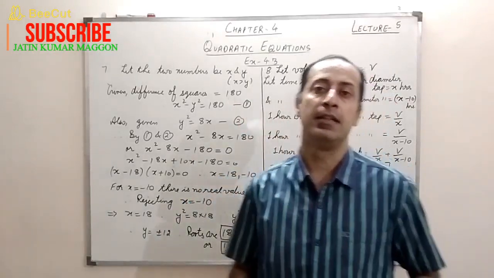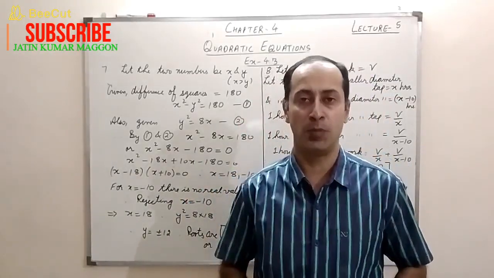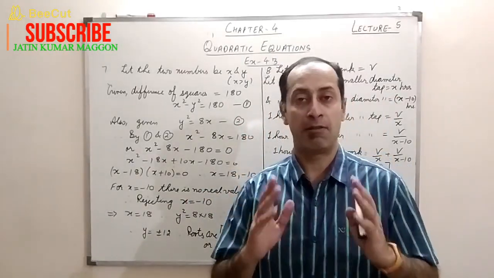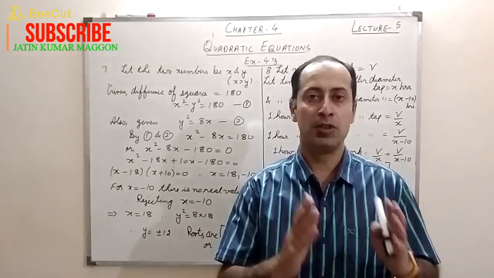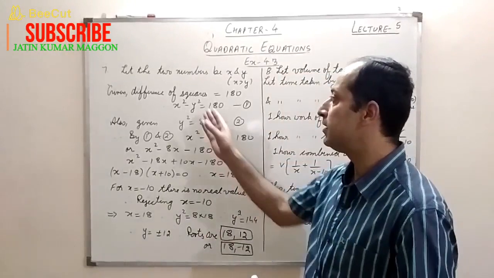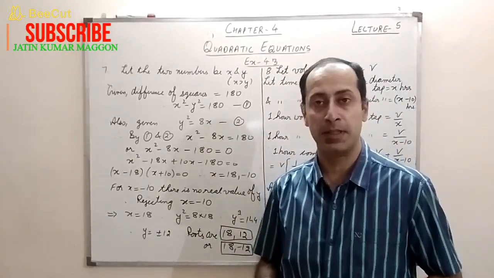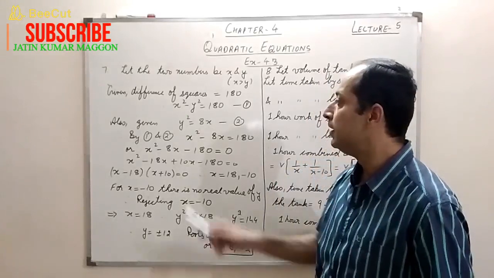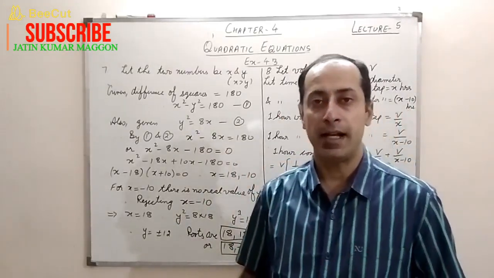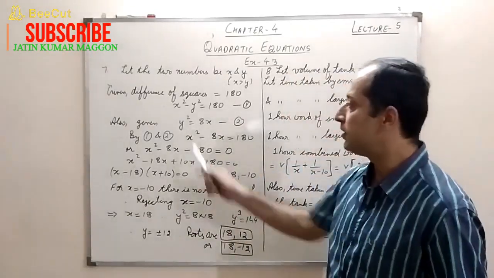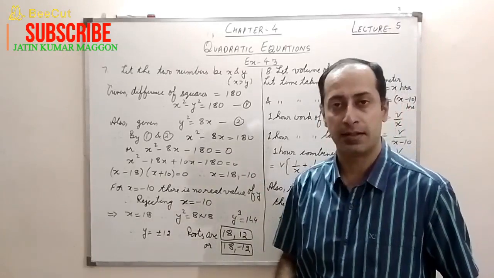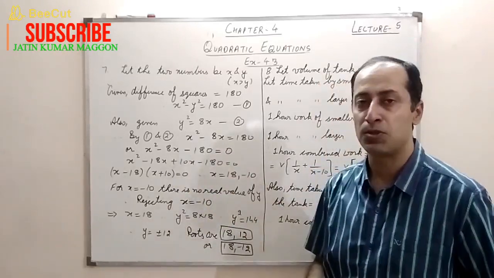Then what is the next condition given to us? I have told you many times in my previous lectures also, whenever you are doing a statement question, try to break the question into parts so that you can simplify it better. So the first part was that the difference of squares was given. The next thing given to us is that the square of the smaller number is 8 times the larger number. So this is the square of the smaller number and this is 8 times the larger number. So we have the condition y square equals 8x.